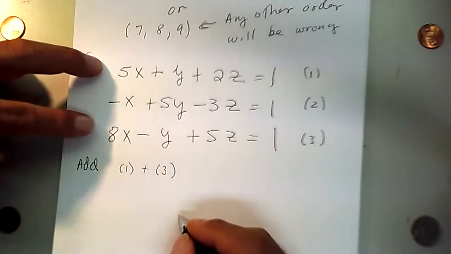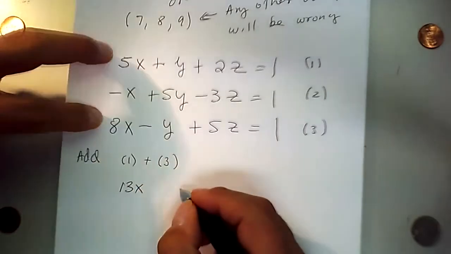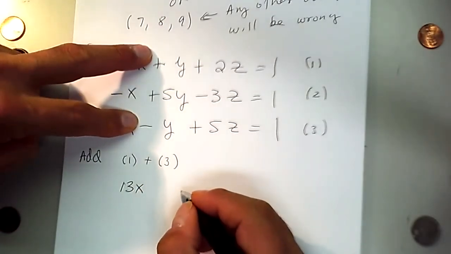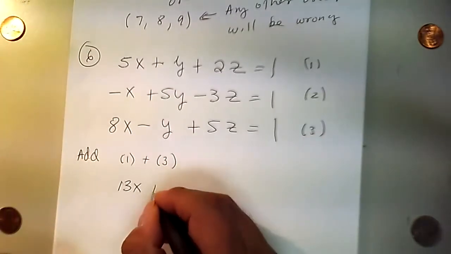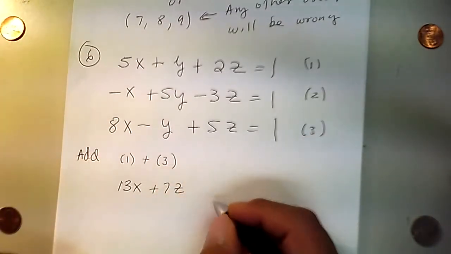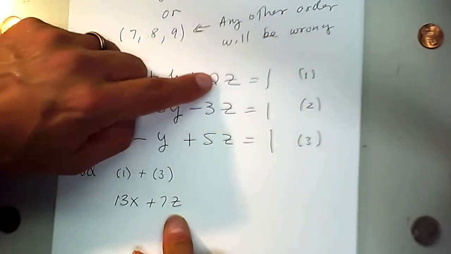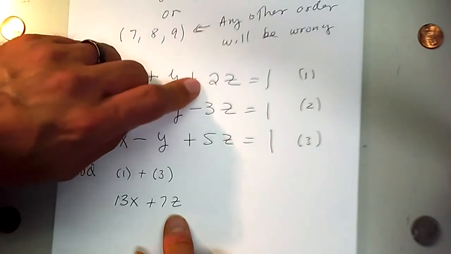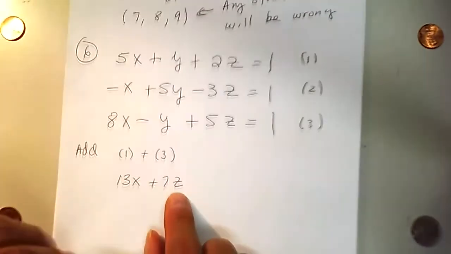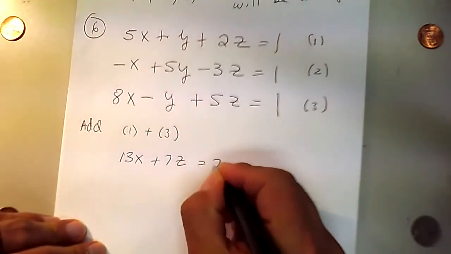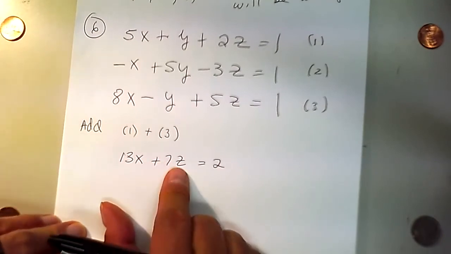So 5x and 8x, 13x. Those two cancel each other out, plus 7z. Remember, I cross my z's to distinguish them from 2's. Otherwise, they may look too close to a 2. So 7z, and then 1 plus 1 equals 2. Okay, so we got an equation with x and z variables. The y is gone.